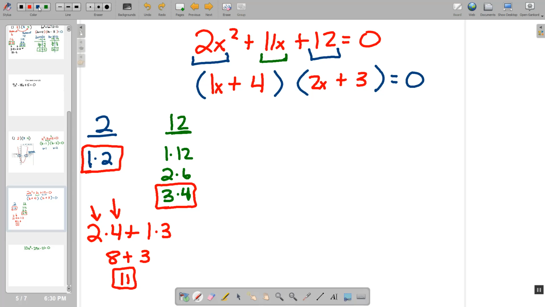Now, with all these problems, you want to check your answers. But before we check it, we want to solve by setting each of these equal to 0.